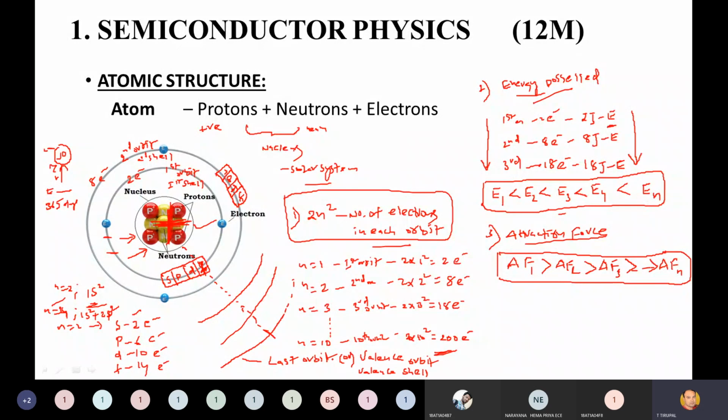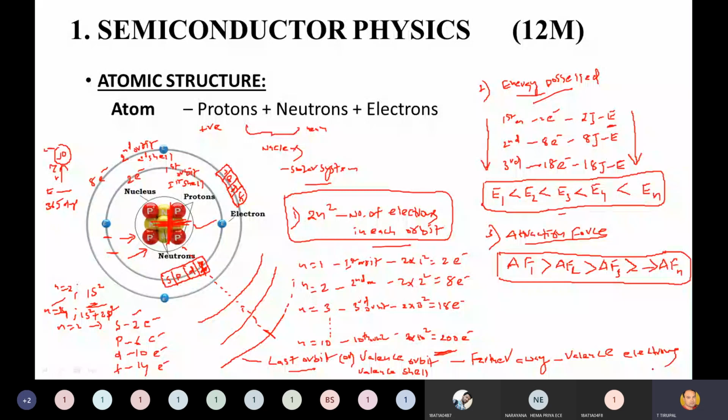Now can you tell me what is the attraction force of this last orbit? The attraction force of the last orbit is very less. It is least attracted towards the nucleus because it is farther away from the nucleus. It is not near the nucleus. Therefore this is called the last orbit or valency orbit, and the electrons revolving around the nucleus in the last orbit are called valency electrons.